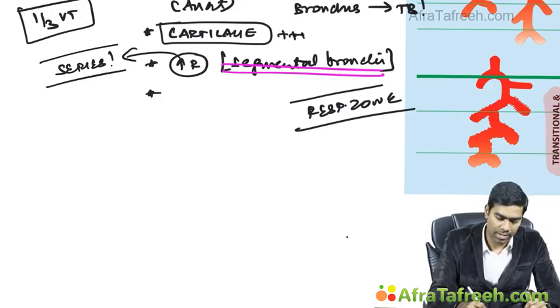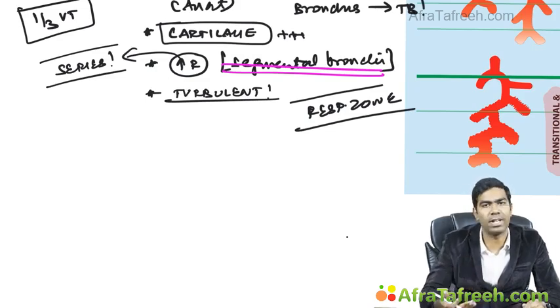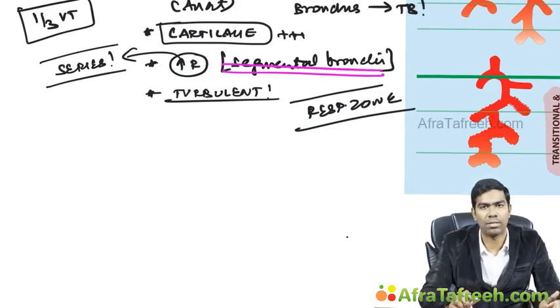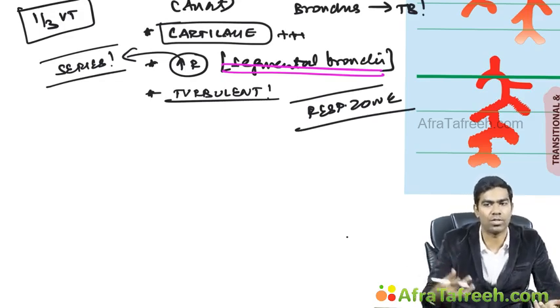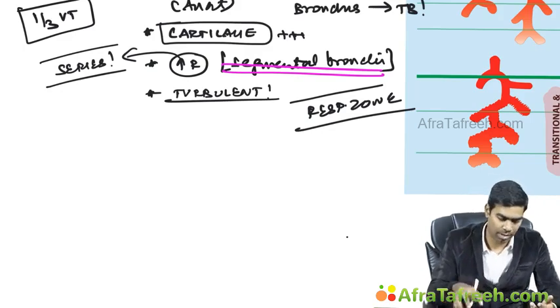Clear? At the same time, because they have high resistance, the airflow tends to be turbulent. Application: they are going to produce high frequency sounds because the airflow is turbulent, but you will not hear these high frequency sounds outside the chest wall through a stethoscope, because there are alveoli after the bronchus that filter these high frequency sounds. You will get only low frequency sounds, which means alveoli act as a low pass filter, which filters the high frequency sounds coming from the bronchus. Clear?